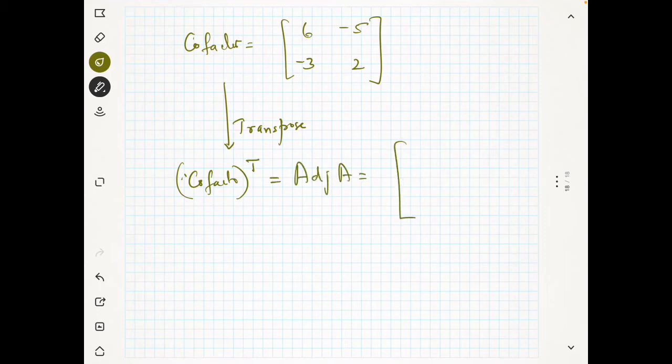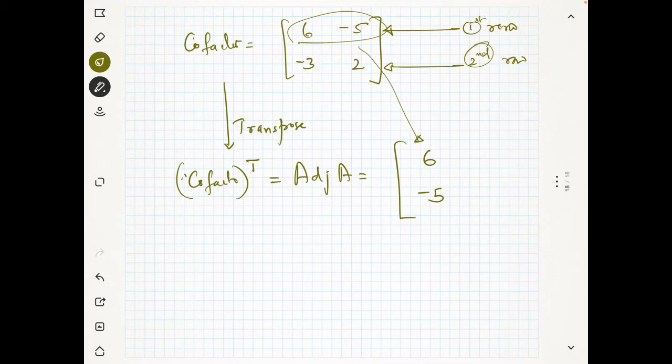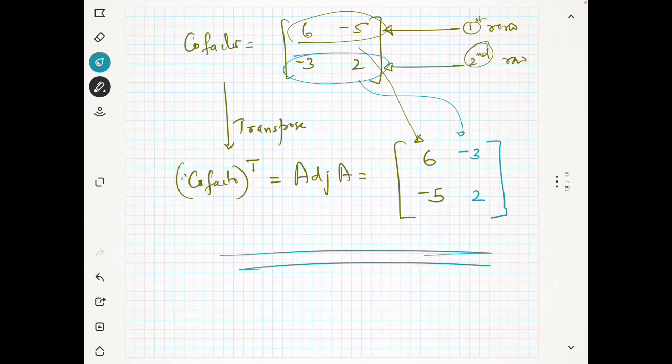How to transpose it? You see here, this is the first row, row 1, and this is the second row. So the first row I will write as the first column. I will write like this: this is 6 and this is minus 5. So I am changing it like this. Next, this is minus 3 and 2. I will write it like this: this is minus 3 and this is 2. This is the transpose. So this is known as the adjoint of A.